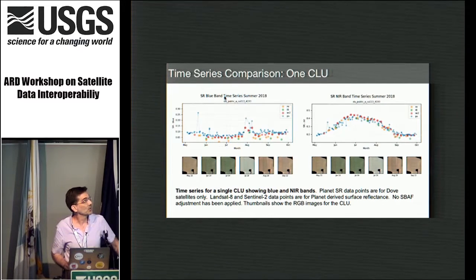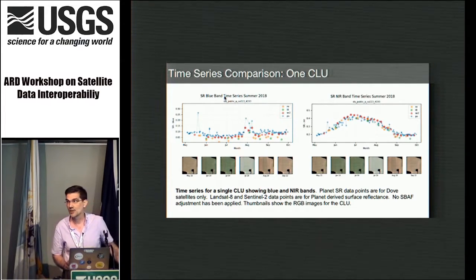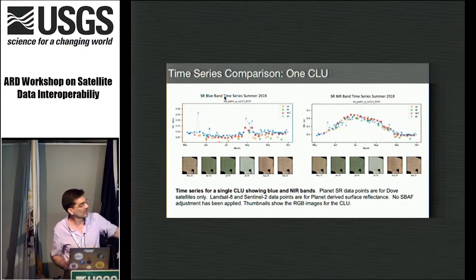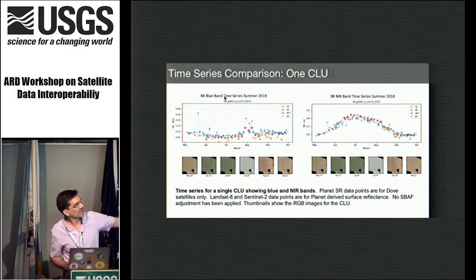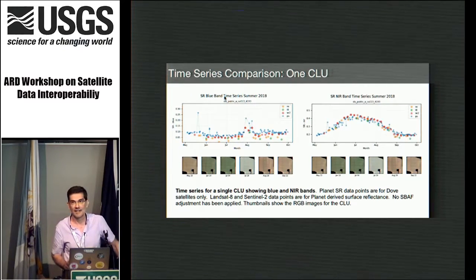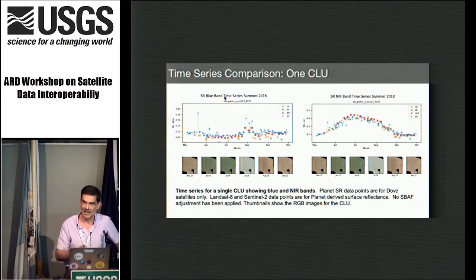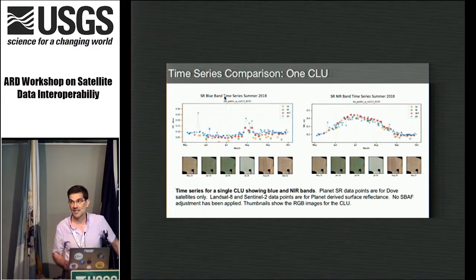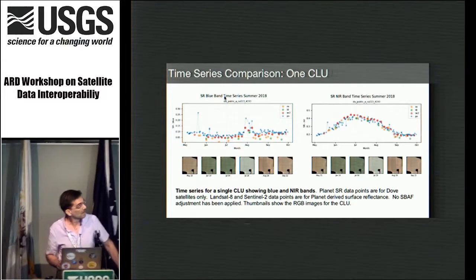This is looking into one of the CLUs in a little bit more detail. Below, you can actually see what the field looks like. That's in RGB. That's the field throughout the year, picked at different points. And you can see spikes in the Planet data. I see that a lot. The cloud masking is not perfect, and so those scenes with clouds in them don't get filtered out entirely. And sometimes there are scenes with clouds in them and we get a little bit of stray light that has some effect. So you'll see some spikes in the data.